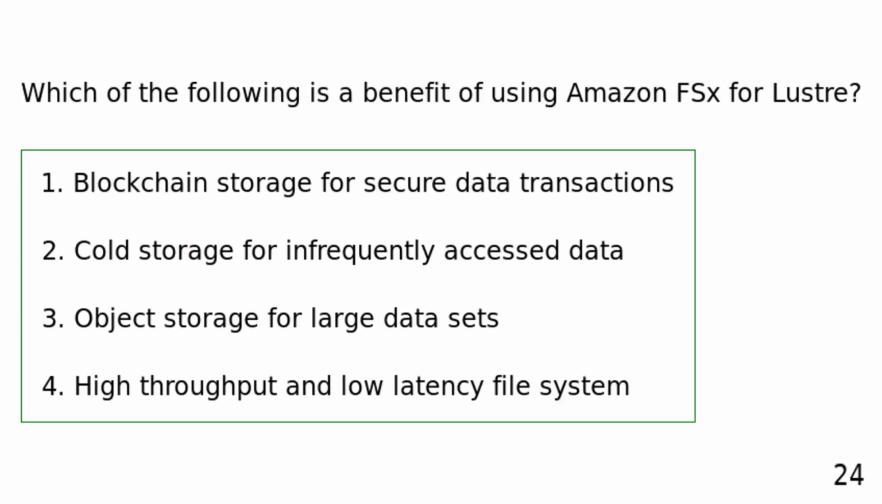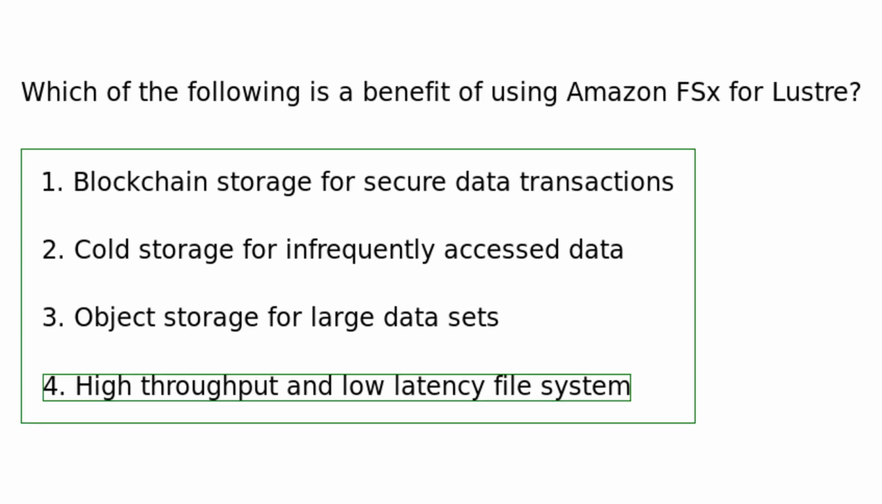Which of the following is a benefit of using Amazon FSx for Lustre? Blockchain storage for secure data transactions. Cold storage for infrequently accessed data. Object storage for large data sets. High throughput and low latency file system. Amazon FSx for Lustre is designed to provide high throughput and low latency for compute-intensive workloads.